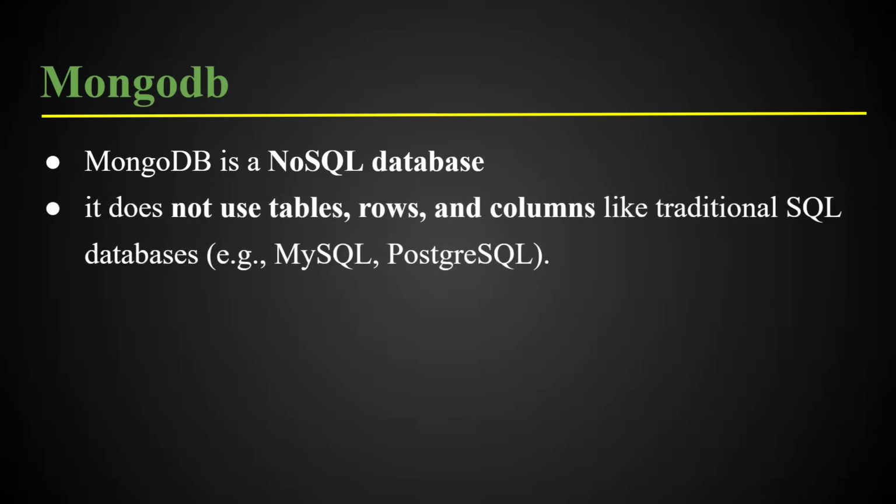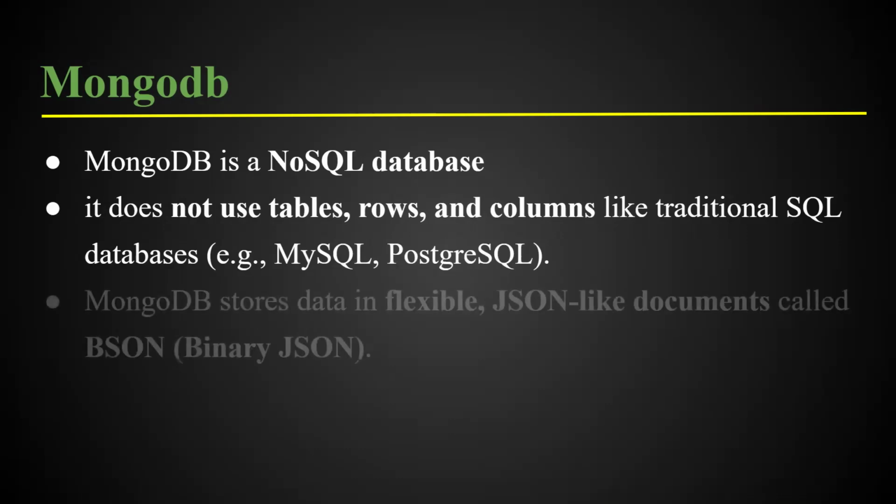It means MongoDB does not use the table, rows, and columns concept to store the data. So it does not use tables, rows, and columns like traditional SQL databases. You might have worked with traditional databases like Oracle or MySQL, and you might have observed that whenever we want to store any kind of data in MySQL or Oracle database, we store the data in table format. But when it comes to MongoDB, here we don't use any kind of table concept. That is the reason it comes under NoSQL database.